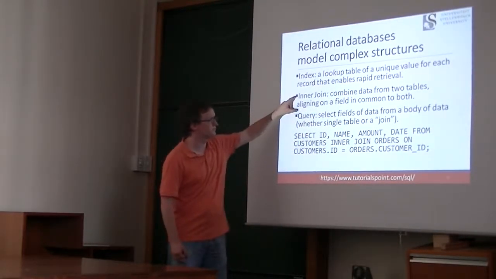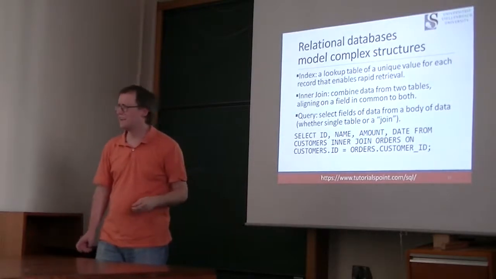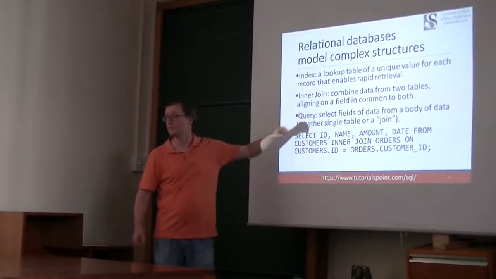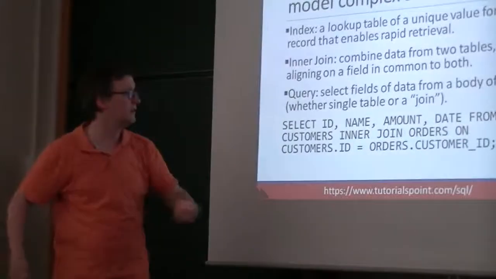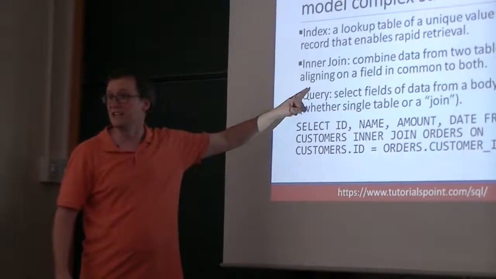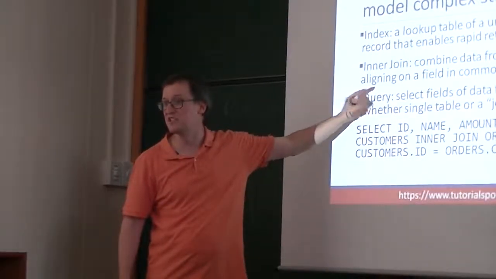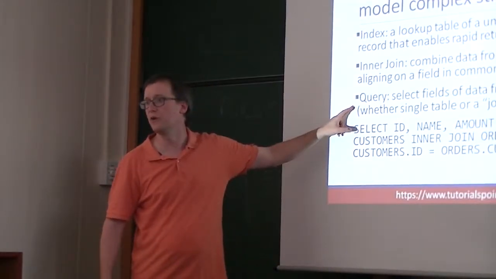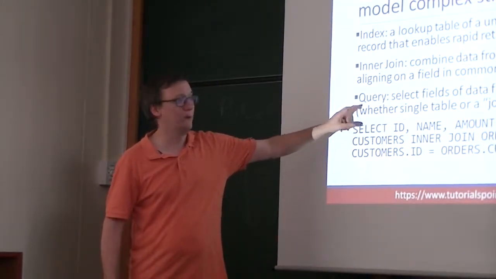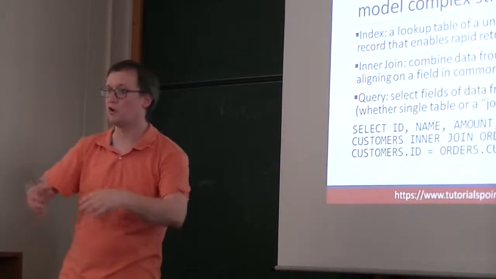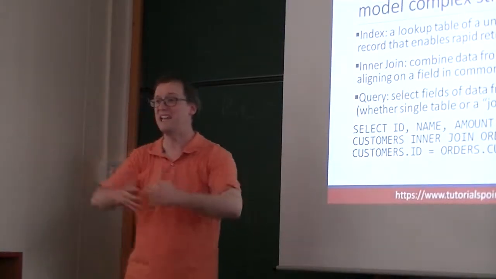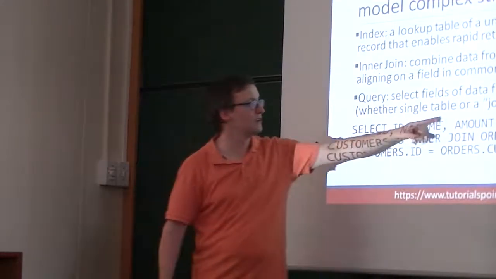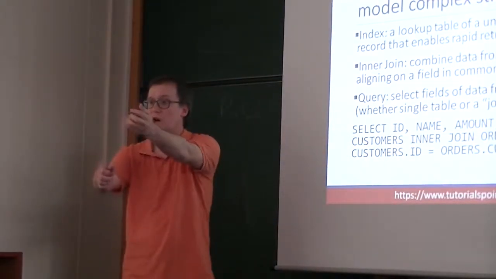Okay, next up, an inner join. That might sound like a very confusing term, but imagine that you have two different tables, like companies and employees, that relate to each other. You can align on a field that is held in common to both in an inner join. And the other term that we always throw about is query. So we have different kinds of information across multiple tables. We need to combine that in order to produce a coherent body of data. So from that, we can execute a join to do our query.